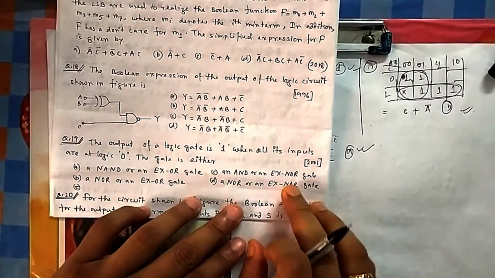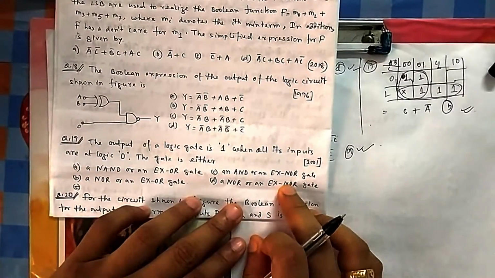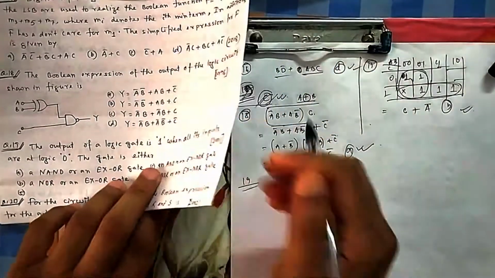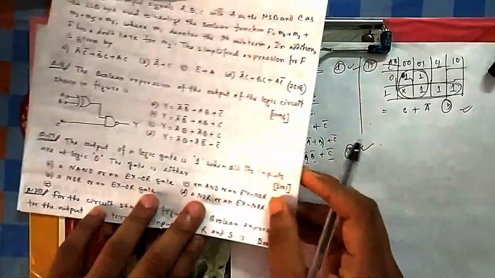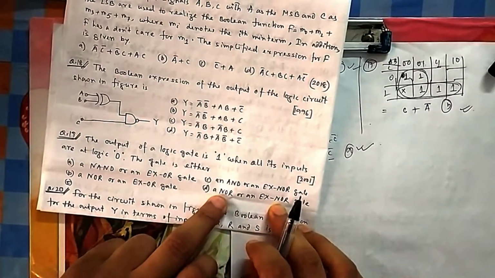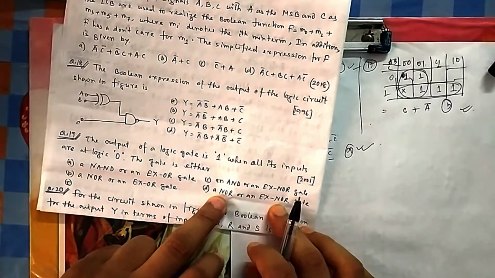XNOR means it is even parity. If it is 0 0 or 1 1, then the output is 1. So for 0 0 the output will be 1. So if you write the simple truth table of all of them, you will find D is the answer, where 0 0 input will give me 1: NOR will also give me 1, XNOR will also give me 1.